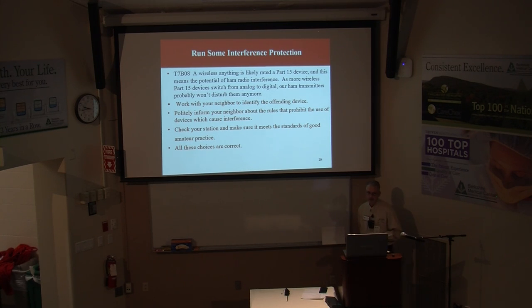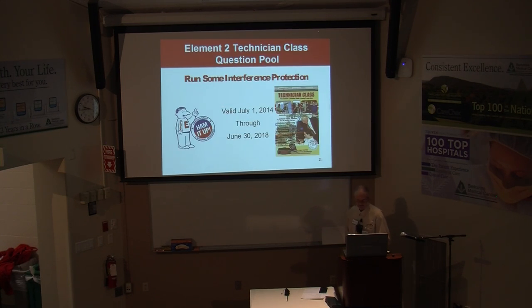Work with your neighbors to identify the offending device. Politely inform the neighbor about the rules that prohibit the use of devices which cause interference, because it's never theirs. It's always you, because you're pushing power out of an antenna. So it's always us that are causing the problems. Check your station to make sure that it meets the standards of good amateur practice. And all of these choices are correct. Do what we can to keep our stuff clean and running, and that's it.